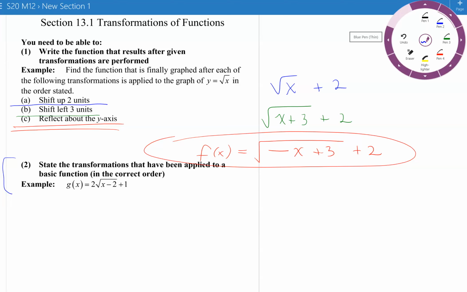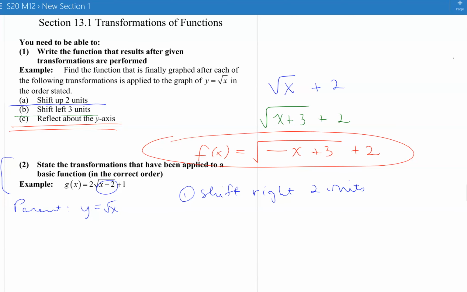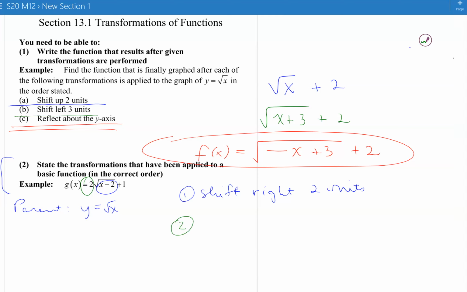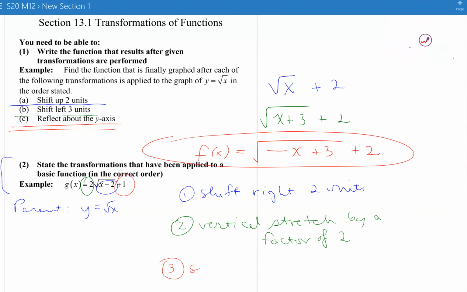And then let's look at one more analyze question. If I have parent graph y equals square root of x, minus 2 happening before the square root is going to shift it right 2 units. Then we have the square root graph. Then we're multiplying by 2 after square rooting. So this is going to be our vertical stretch by a factor of 2. And then the last transformation we're seeing is plus 1, which is going to shift up 1 unit.